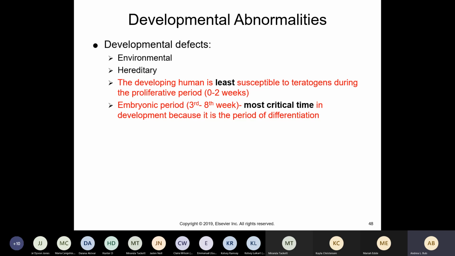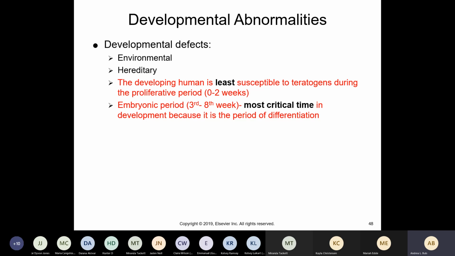The embryonic period is that 3rd week to the 8th week, or I think the book might have also said 2nd to 8th week. But this is the most critical time in development because this is where the cells are really differentiating, specializing, things are starting to actually function. So this is the most critical time for us to be careful.